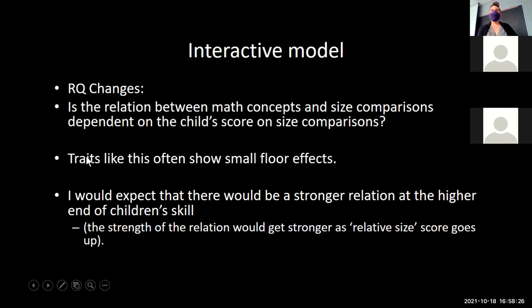So I might expect that there would be a stronger relation at the higher end of children's skill. At the beginning, nobody knows how to do things. It doesn't really matter. But the kids who really knew how to do this before, they're really going to know how to do math later. So the conceptual question is: is that relationship dependent on just how good you were at this to begin with? So let's look.